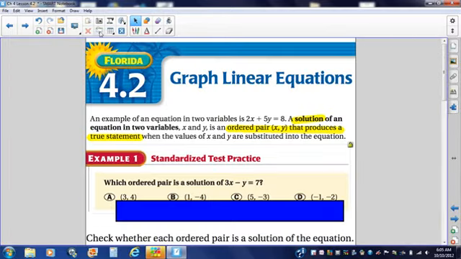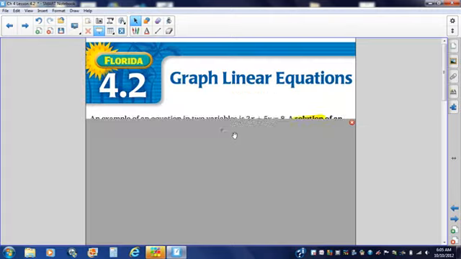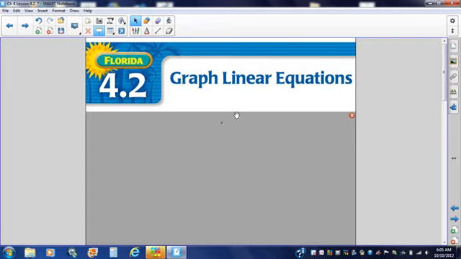Okay, today's lesson is going to be 4.2. We're going to talk about graphing linear equations. And I'm actually going to try to keep to my 10-minute rule and make this podcast less than 10 minutes. So here we go. I'm going to split lesson 4.2 up into a couple podcasts, so we actually will not graph linear equations today, but we should get to graphing them tomorrow.